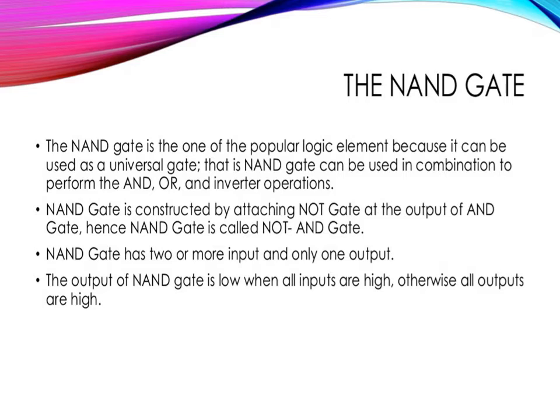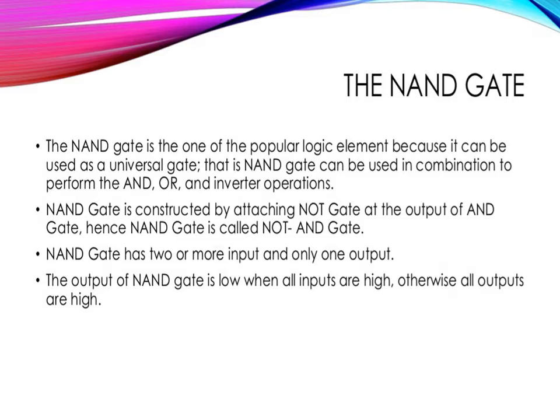The NAND gate is one of the logic elements because it can be used as a universal gate. Why is it called a universal gate? It can be used in combination to perform the AND, OR and inverter operations, nothing but NOT operations. NAND gate is constructed by attaching NOT gate at the output of AND gate. Hence, NAND gate is called NOT AND gate.